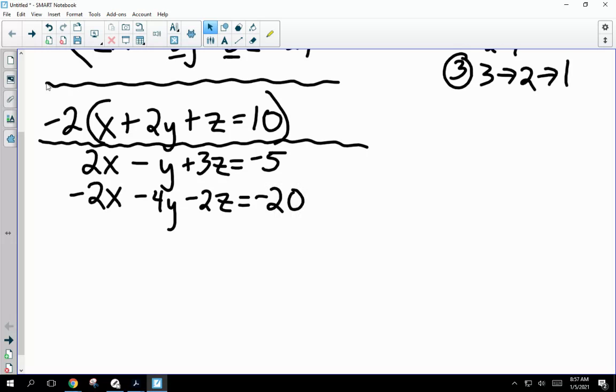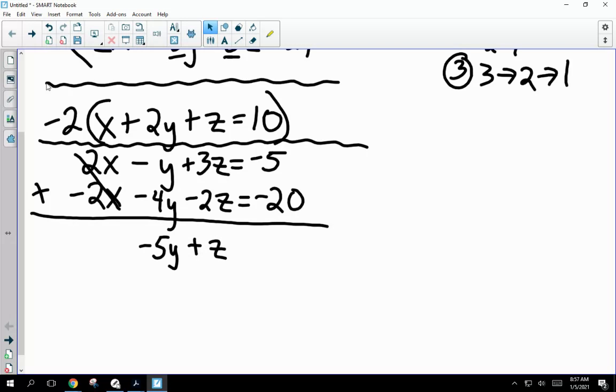Now I can take these, and I like to add always because I don't make as many mistakes when I add as I do when I subtract. So 2x plus a -2x, you have 0 x's. -y plus a -4y is a -5y. Then you have 3z plus a -2z. That means you have just one z, right? It's like 3 minus 2 there. Then you have -5 plus a -20 is -25. So now we have our first equation with two variables. So that's our first step.